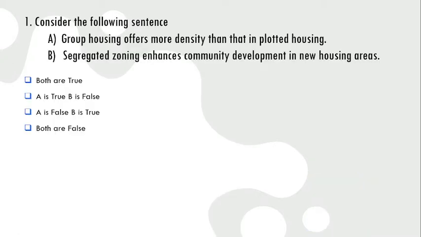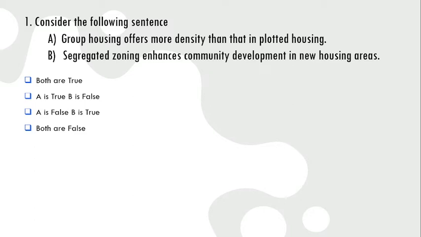So let us quickly go through the questions. There haven't been many questions with respect to this one, so let us go through each and every question properly and look at each and every option. Consider the following statements. Statement one: group housing offers more density than plotted housing. Statement two: segregated zoning enhances community development in new housing areas. Now there are four options.